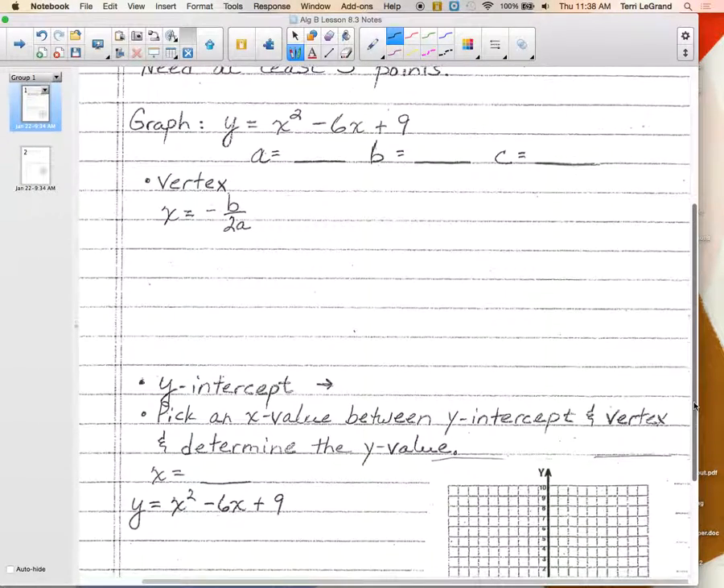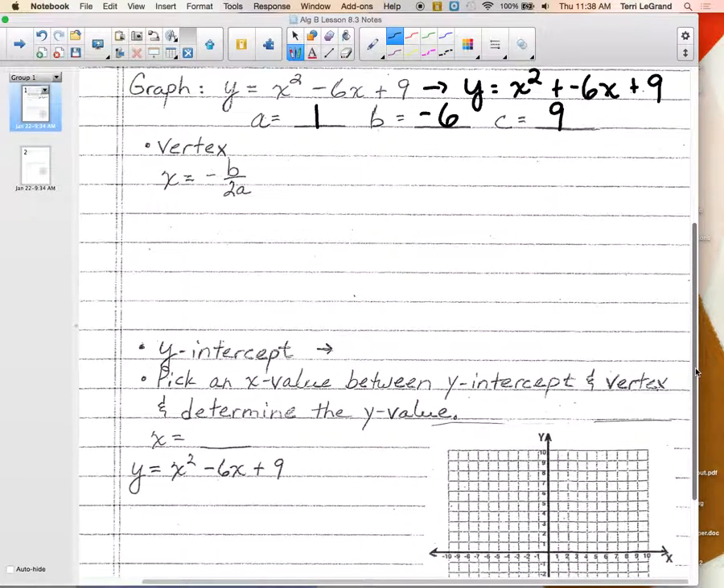So here's our first one we're going to graph. y equals x squared minus 6x plus 9. Let's change this to add the opposite. y equals x squared plus negative 6x plus 9. So what's our a value? 1. Our b value? -6. And our c value? 9. Notice today we're back to identifying the c because that's going to be helpful to us today.